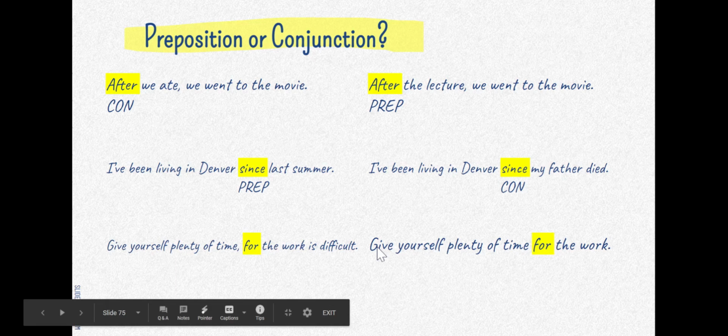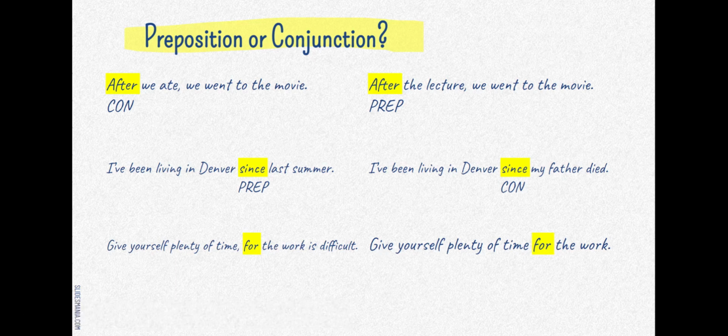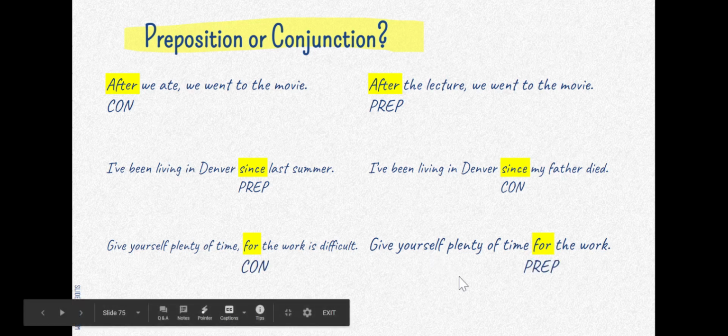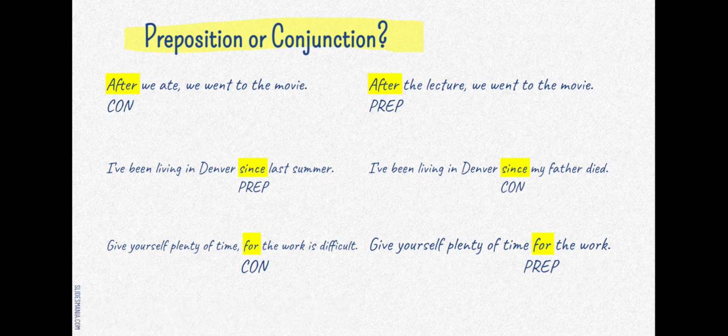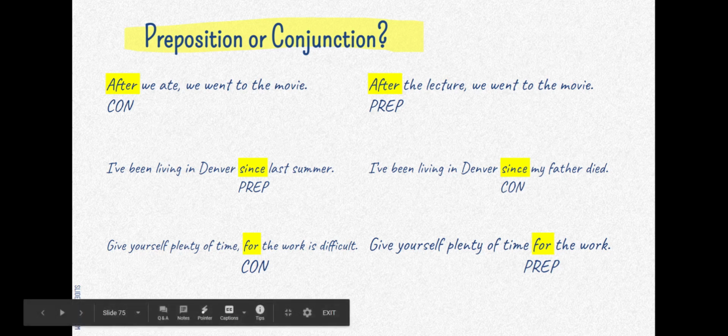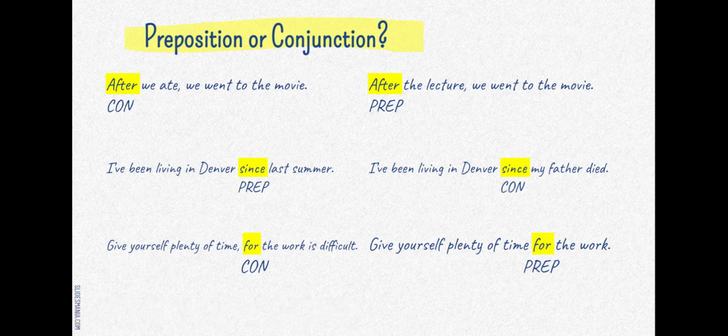Last example here. Give yourself plenty of time, for the work is difficult, versus give yourself plenty of time for the work. The first one, for the work is difficult, is a complete thought, including a verb, so that is a conjunction, versus for the work is a prepositional phrase that starts with a preposition and ends with a noun. So the key there is verbs. You look for verbs. If you find any verbs, you know it's not a preposition. It's a conjunction.